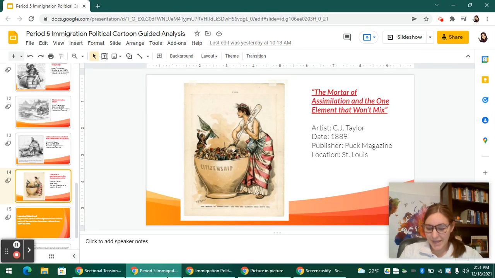So, very simple lesson plan, but it has been highly effective in getting students to work through a lot of images in a short amount of time. It's been a high interest activity.